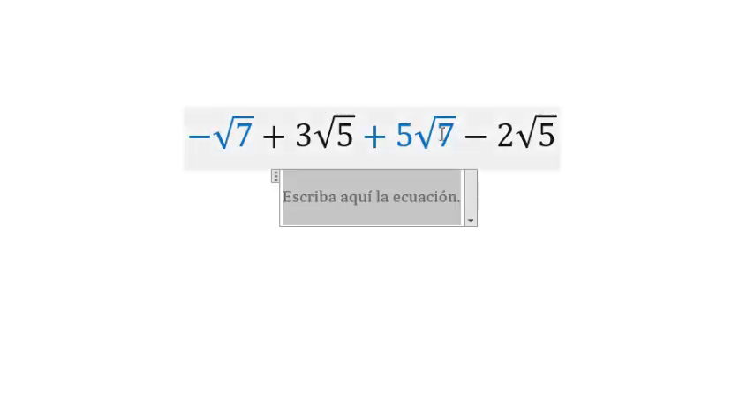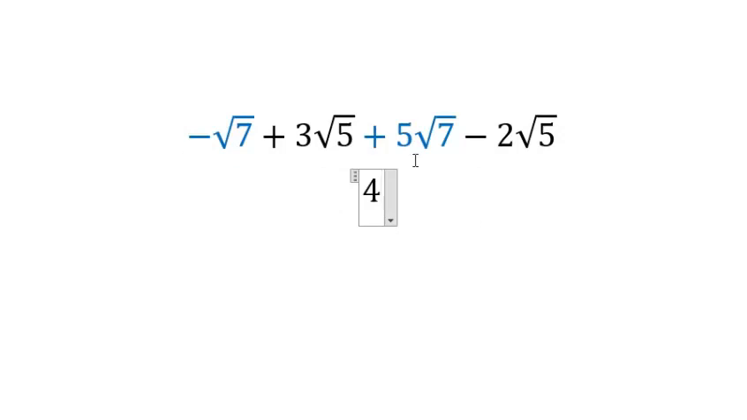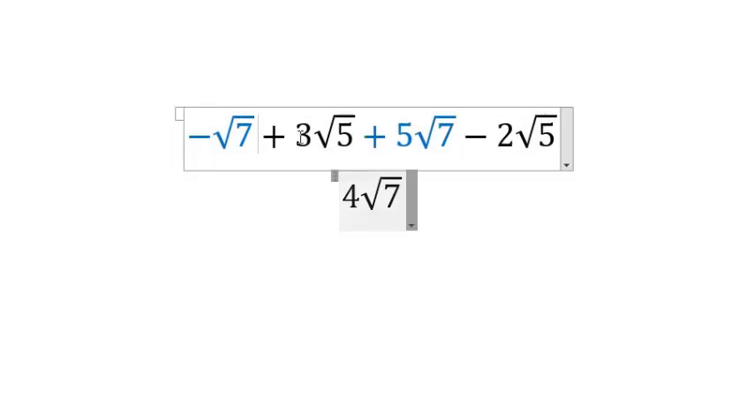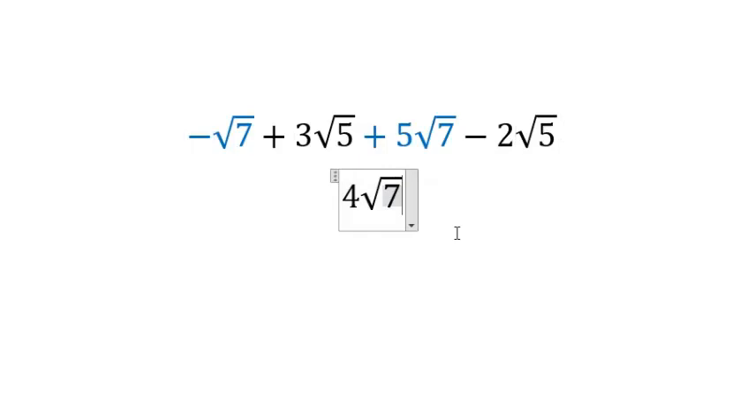You just need to operate the numbers that are of the same square root. Remember, there's no number in here. That means it's an invisible 1, right? Minus 1, and this one is positive 5, so basically it's 5 minus 1, right? 5 minus 1 will be 4, okay? 4 square root of 7. And the other one will be 3 square root of 5 minus 2 square root of 5. So it's like 3 minus 2 will be 1. Remember that we don't put the 1, right? We just put the type.